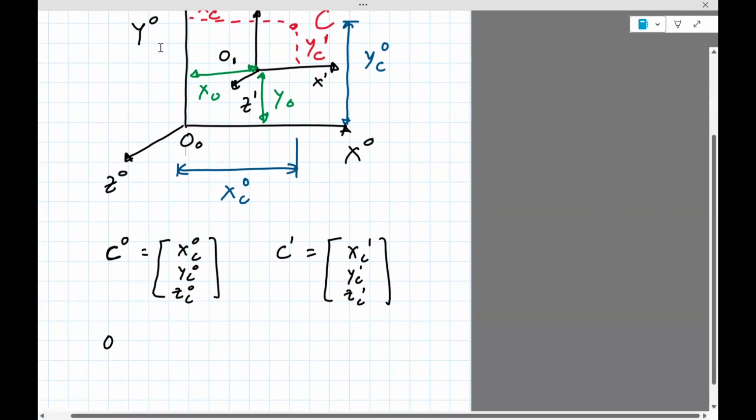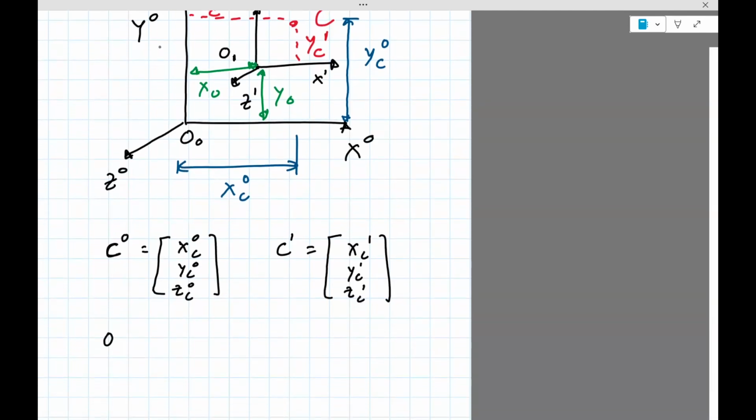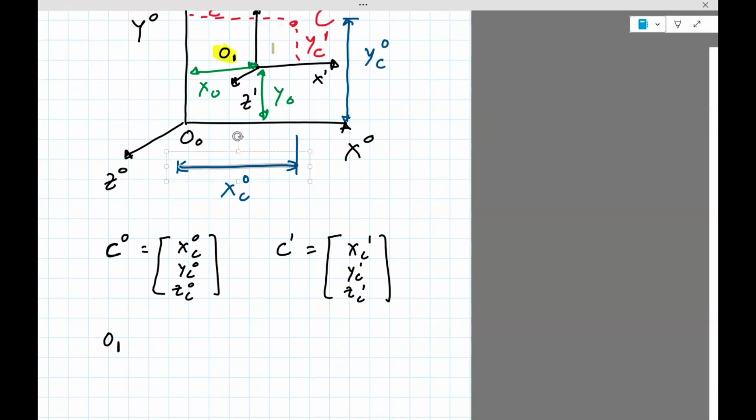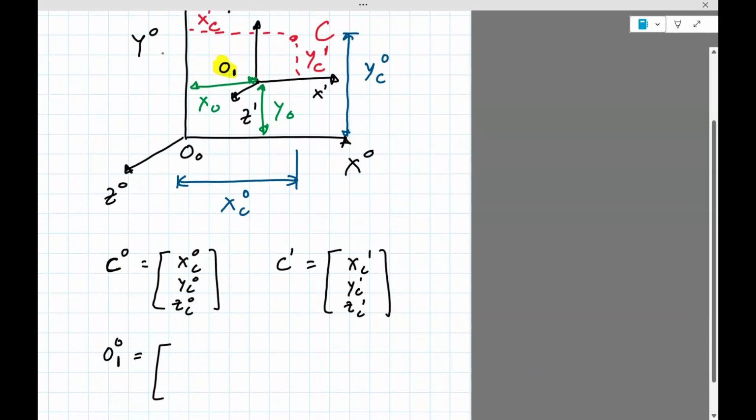And so what I can do now, if I want to describe the location of point O1, so it's this point, I have to describe it with respect to some frame. In this case, I'm interested in describing it with respect to frame 0. You can see from that figure, the way I've drawn it, its x coordinate is x0, y coordinate is y0, right? And then let's say there is a z coordinate, which I've not shown there to avoid clutter. It's going to be z0.